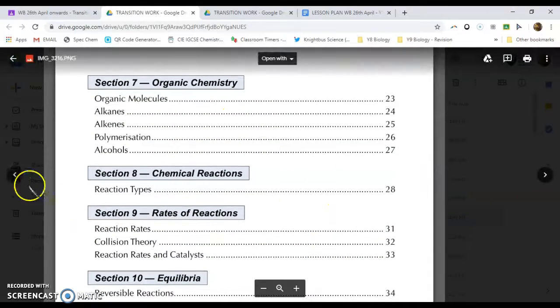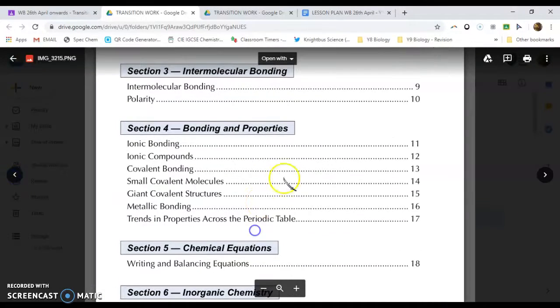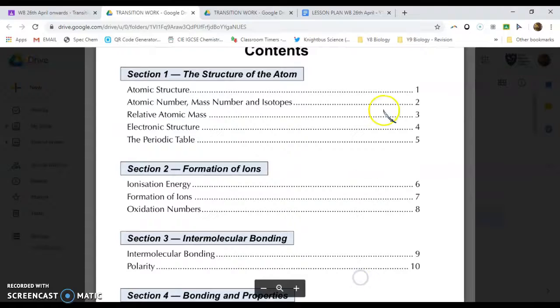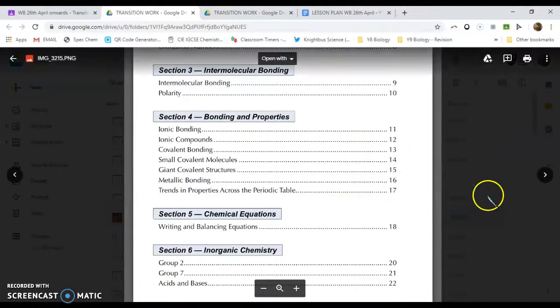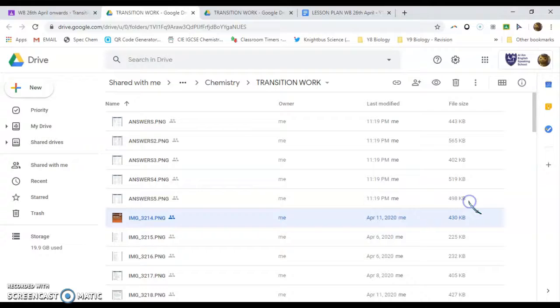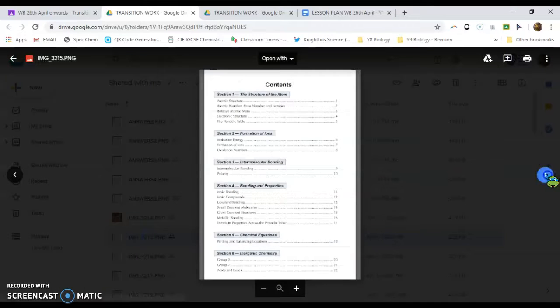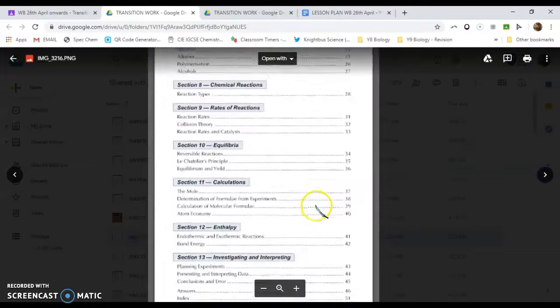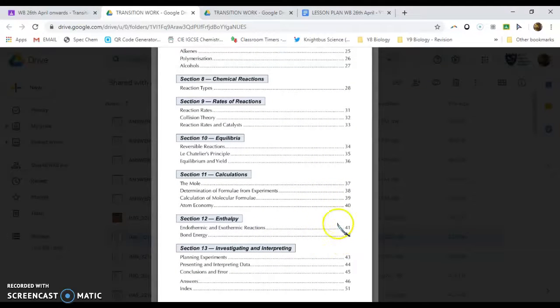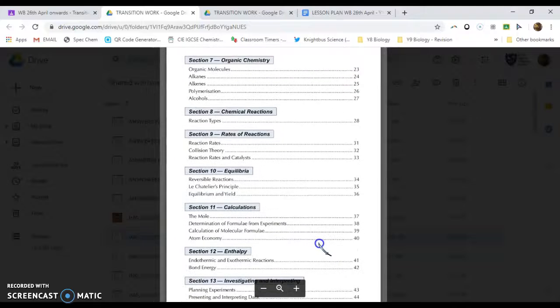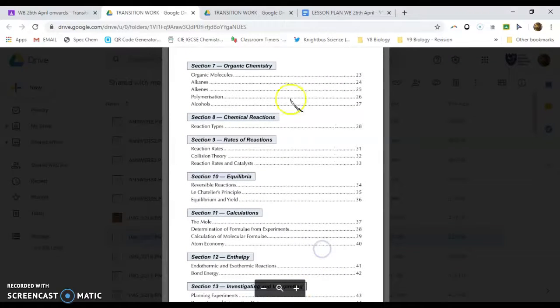Now it's 22 pages, I believe. So yeah, 22 pages in the first one, so we've got enough for 11 weeks there. And the second one starts from page 23, and it goes all the way to 42. So it's roughly about 20, so there's 20 sections here.